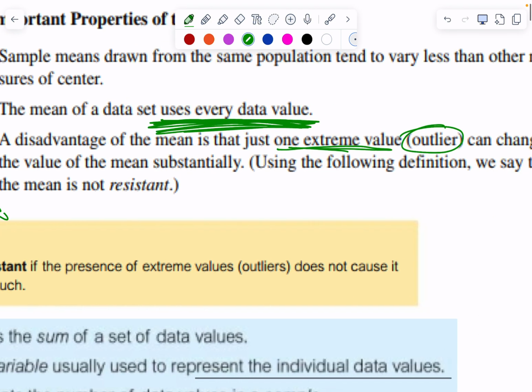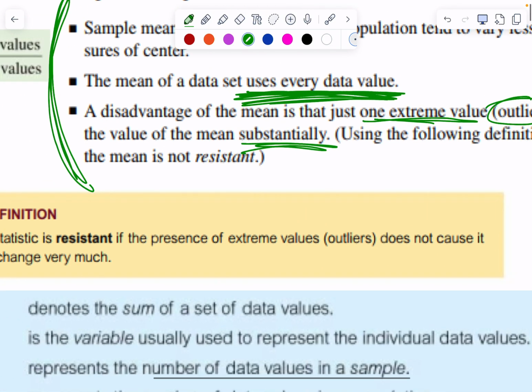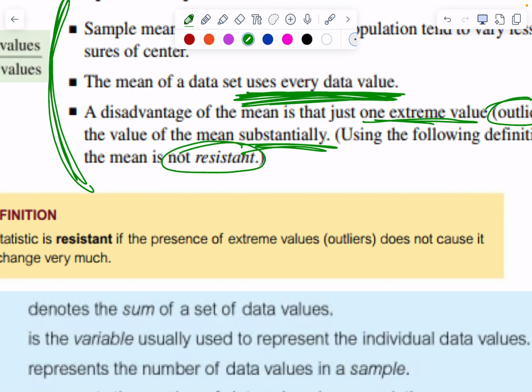All right, the disadvantage to the mean is that just one extreme value, like one outlier, can change the mean substantially. If you have all the grades in a grade book and all of a sudden you were gone and I drop a 0 in there, it tanks it pretty fast, right? One outlier makes a substantial difference. Using the following definition, we say that the mean is not resistant. If you hear the word resistant, it means it resists. If somebody resists something, that means they stand their ground, right?